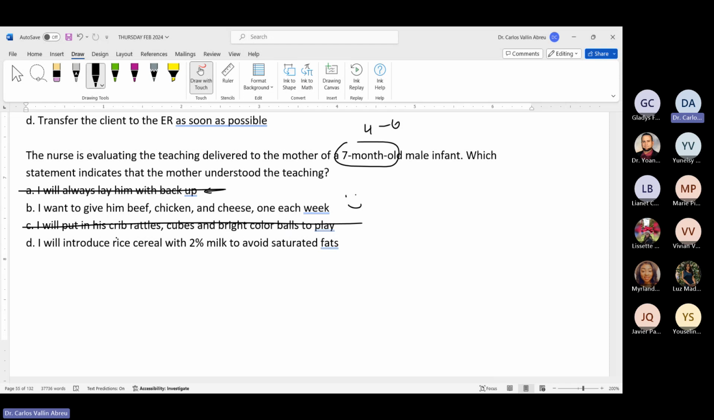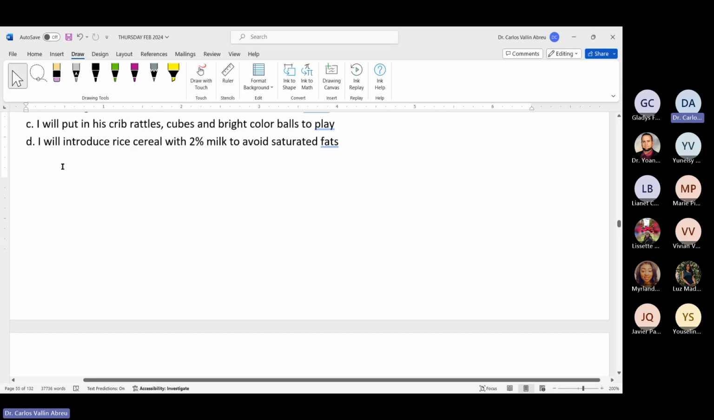"I will introduce rice cereal." Rice cereal is okay, but it says that with 2% milk. 2% milk is cow milk, and babies less than 1 year cannot have cow milk. So it is incorrect. So the right answer is this. If we have this kind of question, with our anchors, we are happy because it's an easy one. It's very difficult that you fail this question.